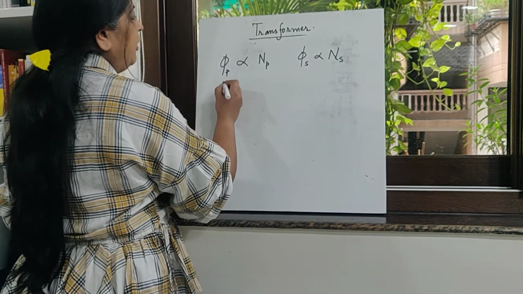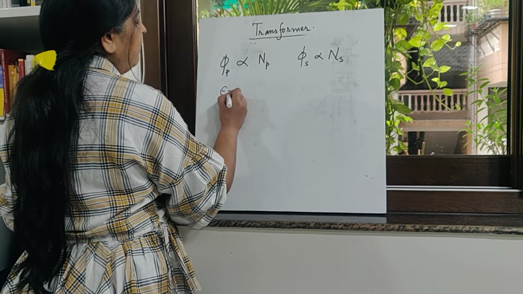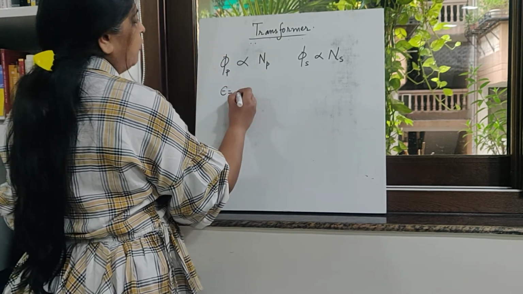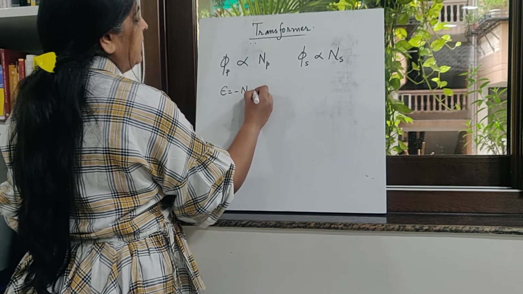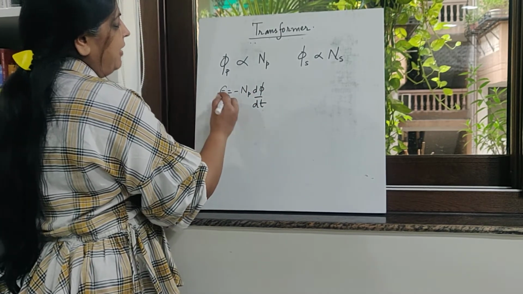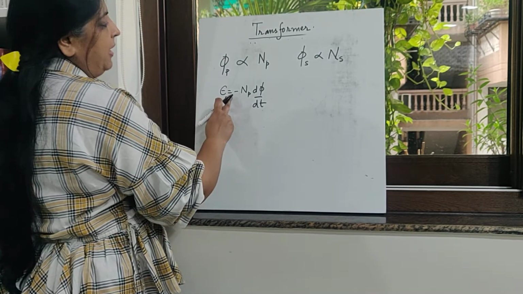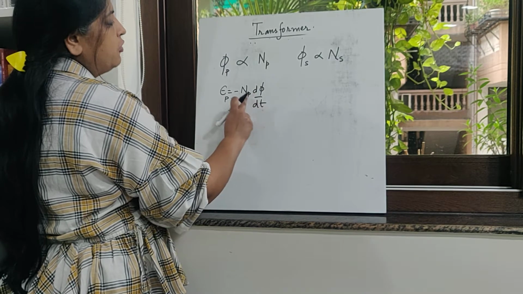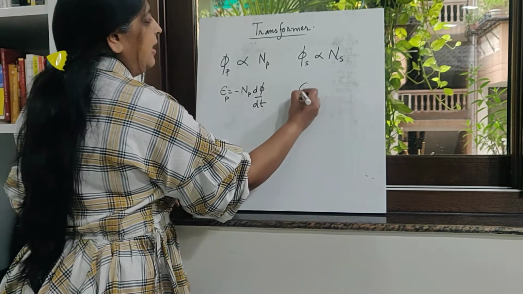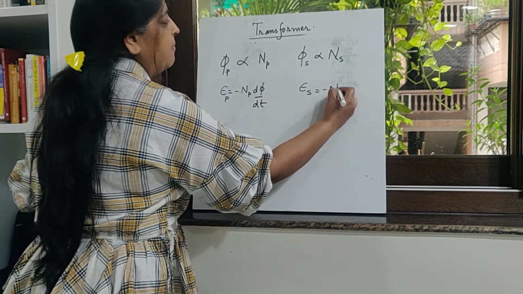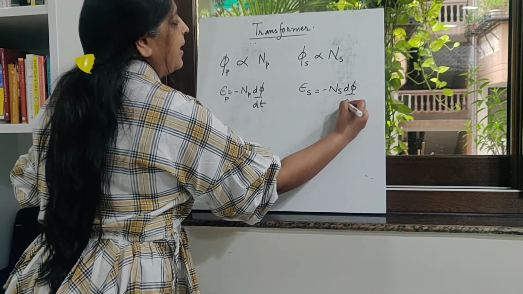Then we also know that the EMF developed across the primary because of the self-induction property will be equal to minus NP d phi by dt. So that is the EMF developed across the primary, a relationship we have already studied earlier. This is the rate of change of flux into this. Similarly here also, the EMF developed across the secondary will be minus ns d phi by dt.